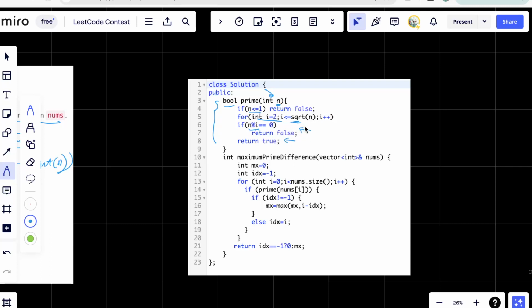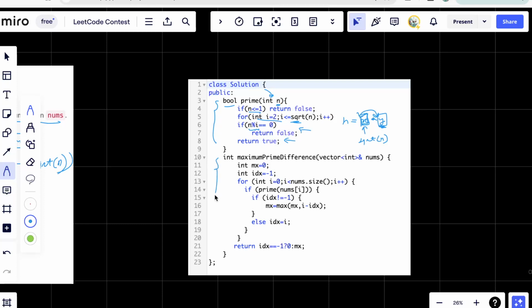Now, why does the square root n logic work? It's because when we do x into y, one of the numbers is always less than square root of n. They appear in pairs. So if I have already checked for this, n could be a multiple of this, so I have already checked for this. I don't need to go and explicitly check for this number. So this is why this algorithm works in square root of n time.